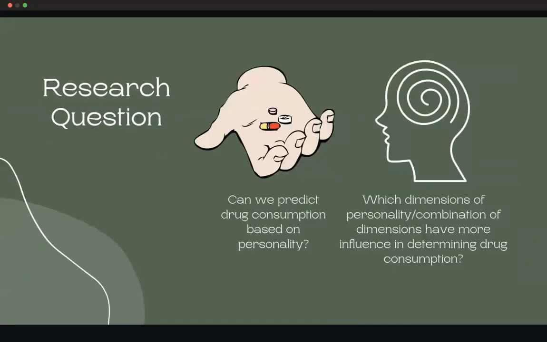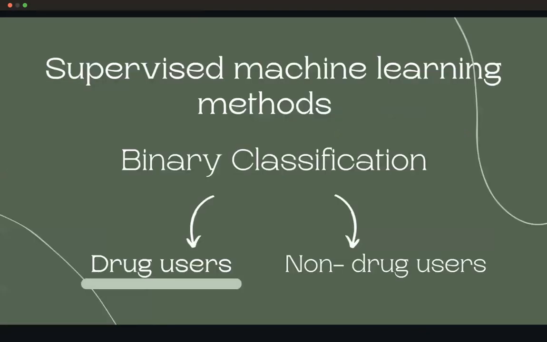My two main research questions to achieve this goal were: can we predict drug consumption based on personality? And second, which dimensions of personality or combinations of them have more influence in determining drug consumption? To answer these questions, I employed supervised machine learning methods for binary classification between drug users and non-drug users. Most importantly, I needed to identify drug users.